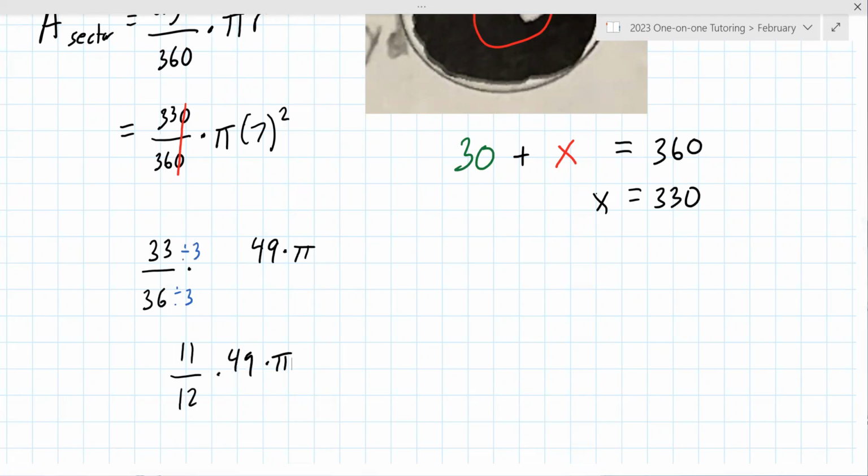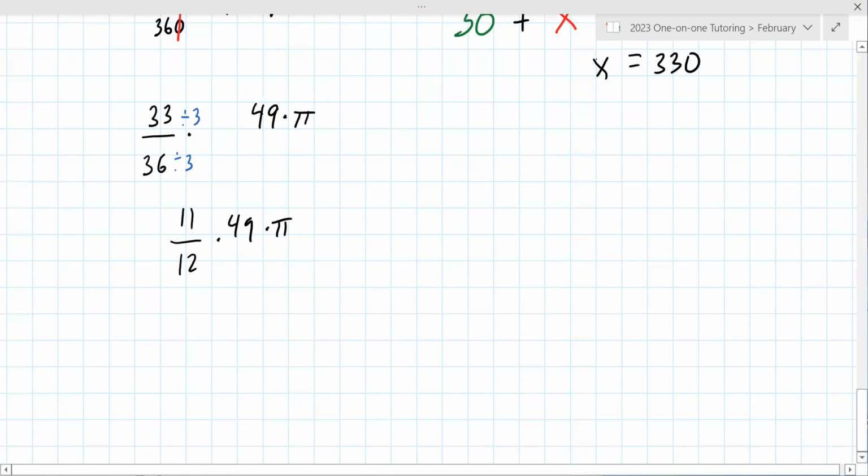All right, so let's multiply 11 times 49. Do you have a calculator handy for that? 11 over 12 times 49, right? What is 11 times 49, Sourish? 539. 539 divided by 12 times pi yards squared. That's your exact answer.